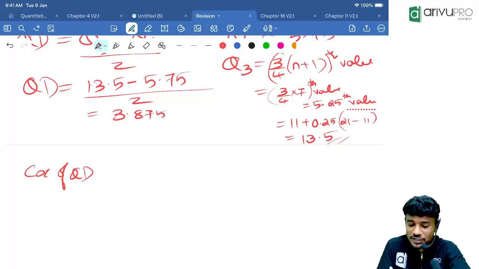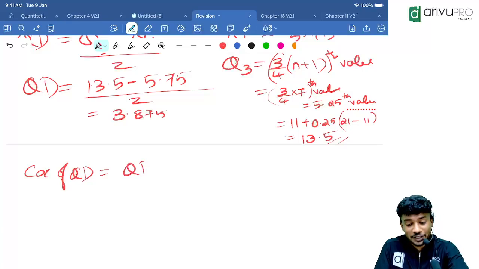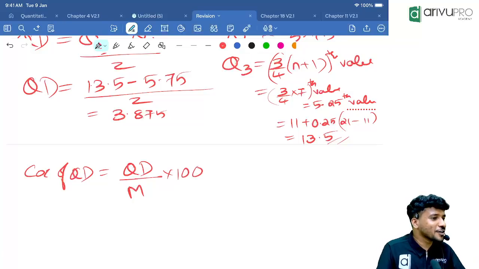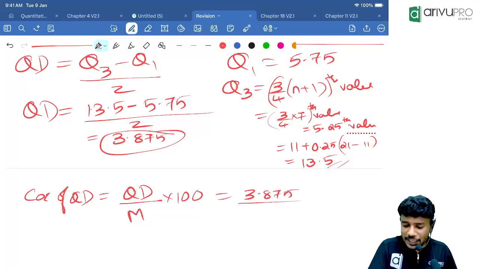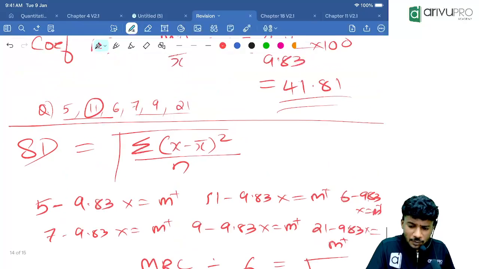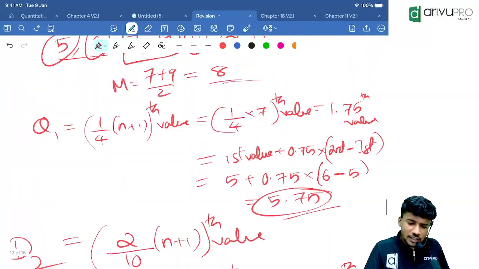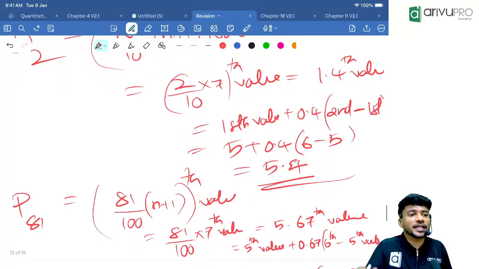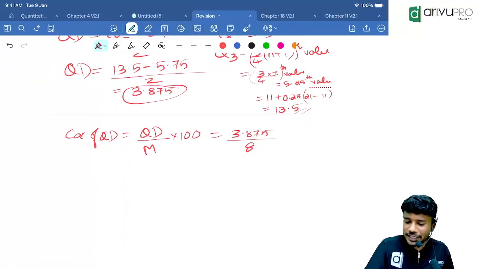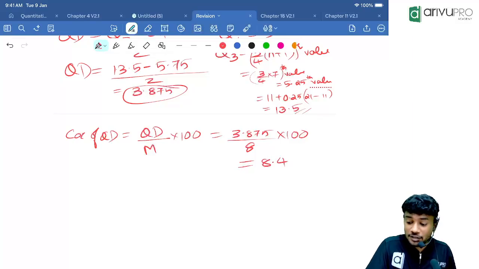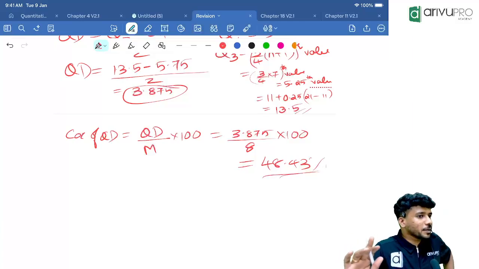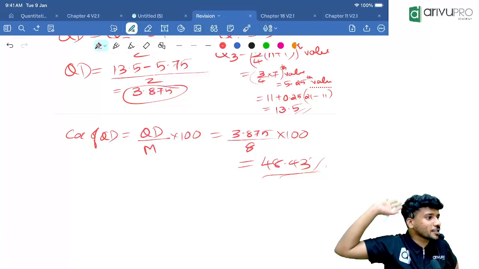Then, people, what is the relative measure of QD? Coefficient of QD, which is nothing but what, people? Either you can use it like this: quartile deviation divided by median into 100. Why? Because we have already found both values. QD is 3.875. Median is how much? 8. If you remember, median was found to be 8 only, right? Yes. So divided by 8 into 100. How much is the answer? 48.48. Yes.